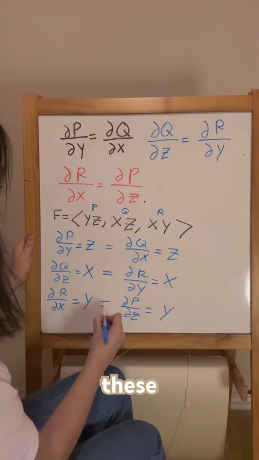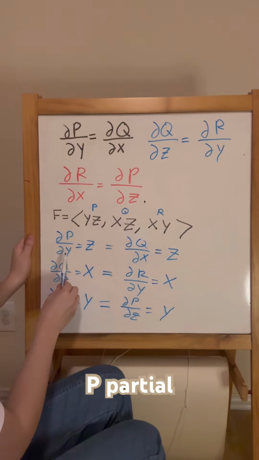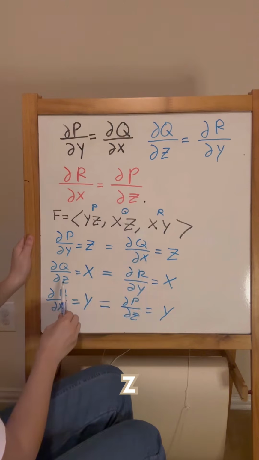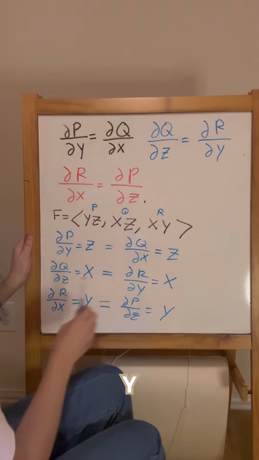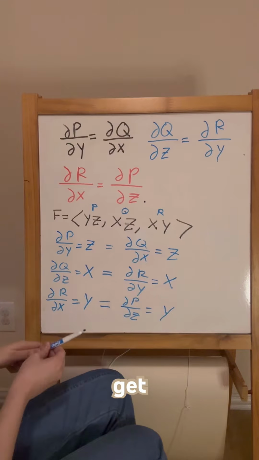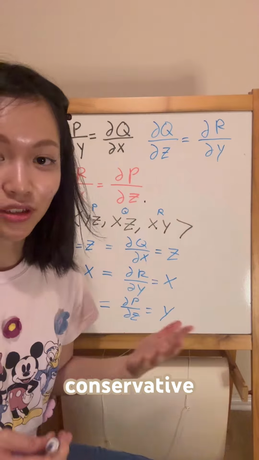So these equal. Because partial P partial Y equals partial Q partial X, and partial Q partial Z equals partial R partial Y, and partial R partial X equals partial P partial Z, we get that this indeed is a conservative vector field.